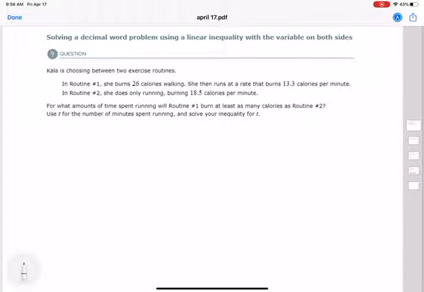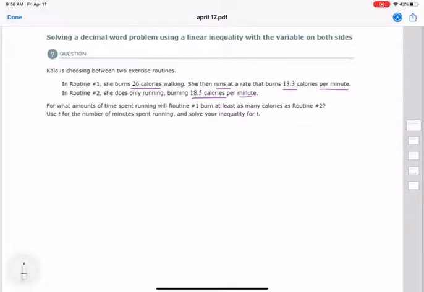This topic is solving a decimal word problem using a linear inequality with the variable on both sides. In this question, we have someone trying to choose between two exercise routines. In the first one, she burns 26 calories walking and then runs at a rate that burns 13.3 calories per minute. The second one is only running and burns 18.5 calories per minute.